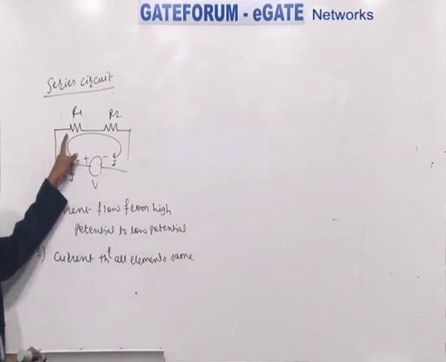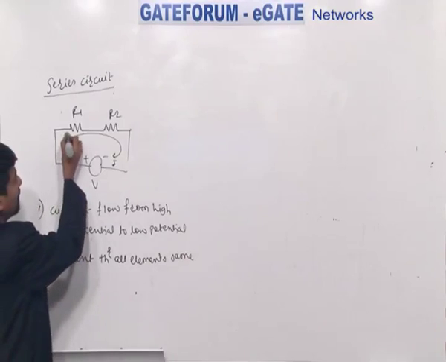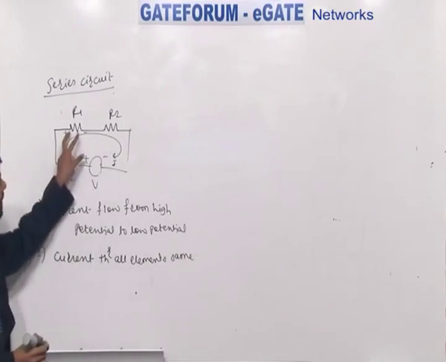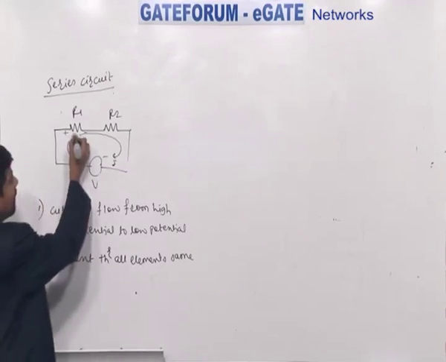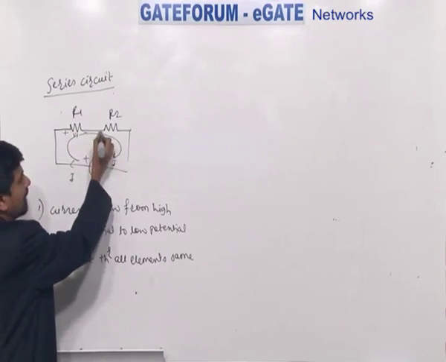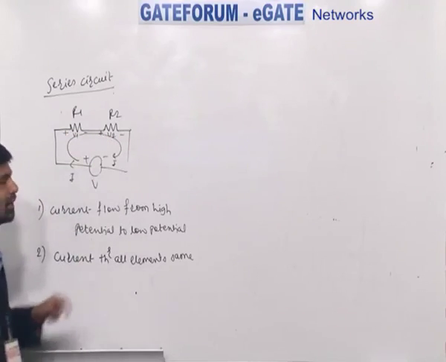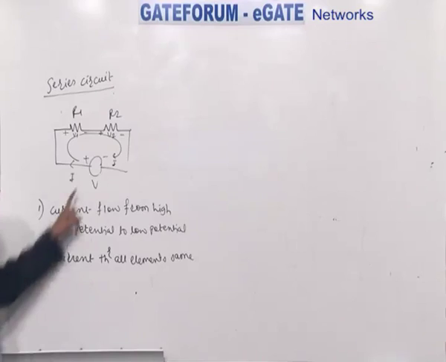But what will happen now? If you consider this point, current is entering here, so consider this point as positive and the other as negative. That means there will be some drop across this element. This is V1. Again current is entering this point, this is positive, this is negative. There will be some drop across this element, which will be equal to V2.